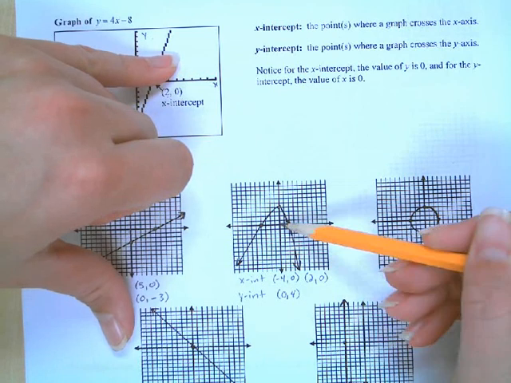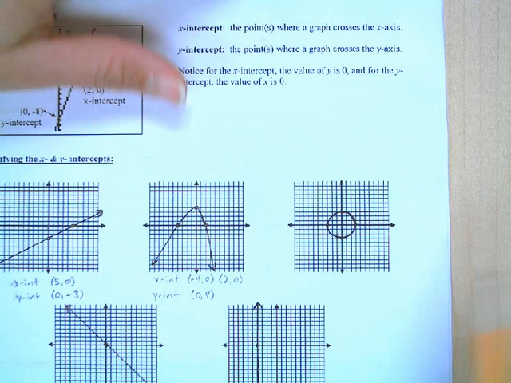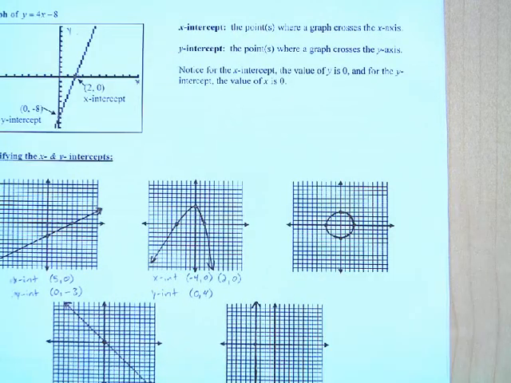Same for the y. I've got one up at positive 3, but it's going to be (0, 3), because here x is 0 and my y is 3. And then for the bottom one, my x is automatically 0, and then y is going to be negative 3. So we've got all 4 of them listed out, 2 x-intercepts and 2 y-intercepts.